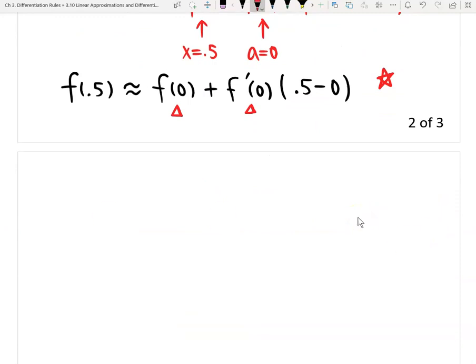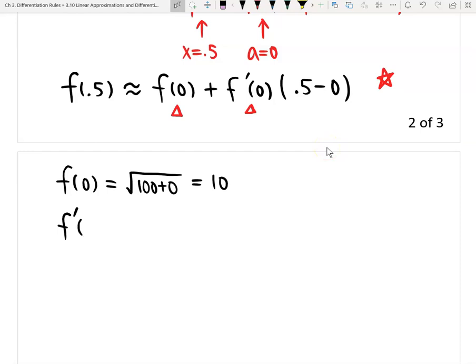If you set up this one, what is f at 0? F at 0 is the square root of 100 plus x, with x is 0. Of course, the square root of 100 is 10, right? Second, we're going to find the derivative at 0. We're going to find the derivative function first.